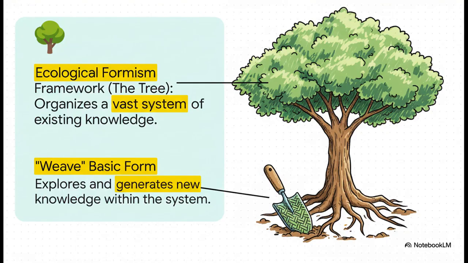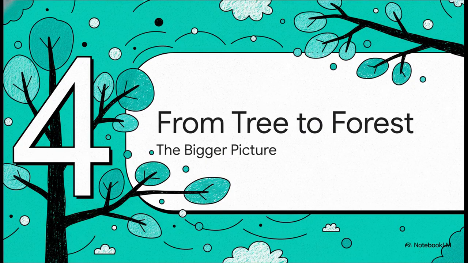So the relationship between the two is actually super simple, but really powerful. You've got the main framework, the tree, whose job is to organize all the existing knowledge. And then you have the weave form, the root tool, which is all about exploring and generating new knowledge. So one organizes, the other creates. They're a perfect team.